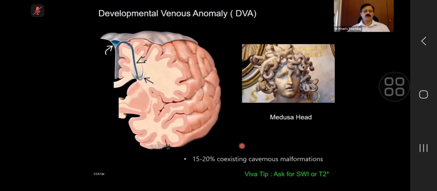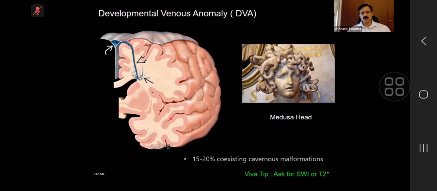20% of DVAs have existing cavernomas, and cavernomas are best seen on SWI or T2 star sequence. So interestingly, when you pick up a cavernoma initially, you can ask for SWI and T2 star to pick up multiple, smaller cavernomas which are not visible on other sequences.